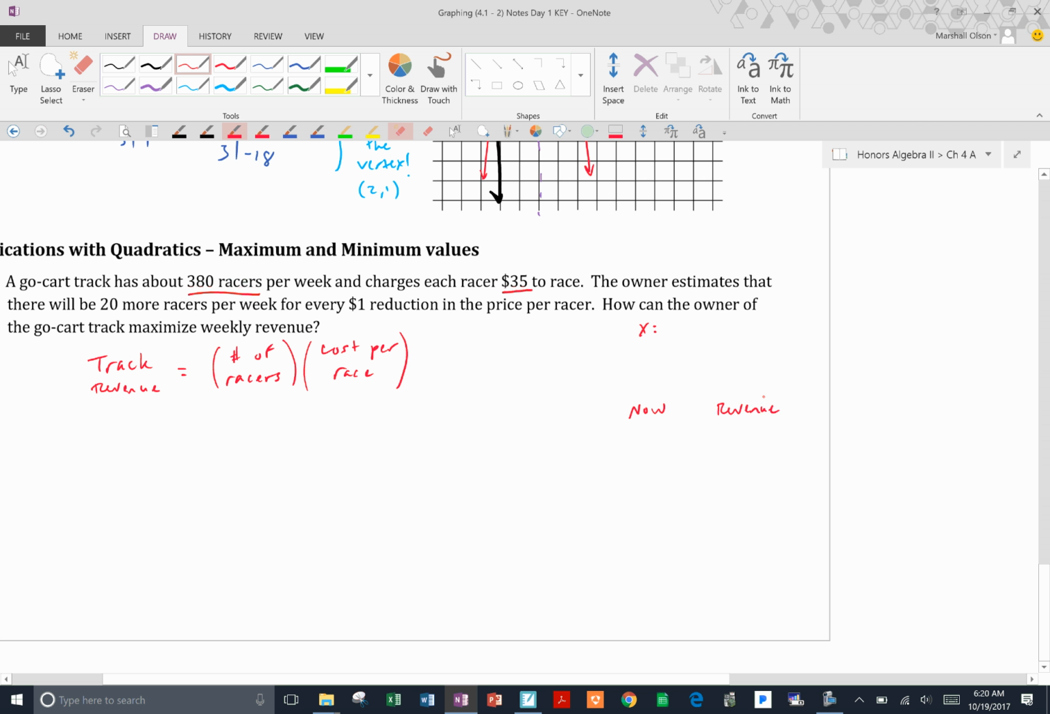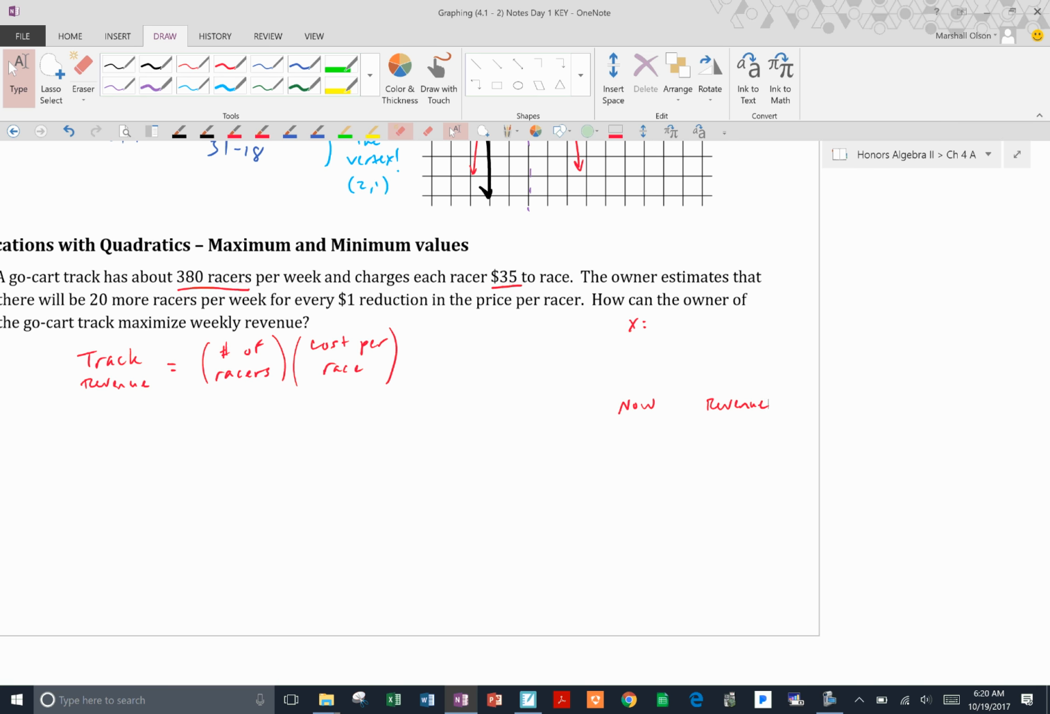Put revenue right here. Right now, we know that if he just stays with what he's doing, he's going to charge, oops, not $5, $35 per race for 380 racers. So that would give us our revenue. I'm not going to calculate that quite yet.